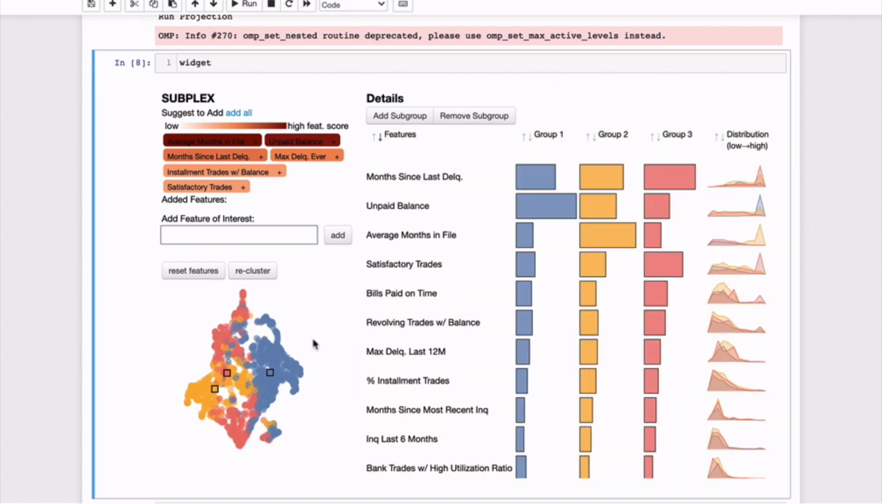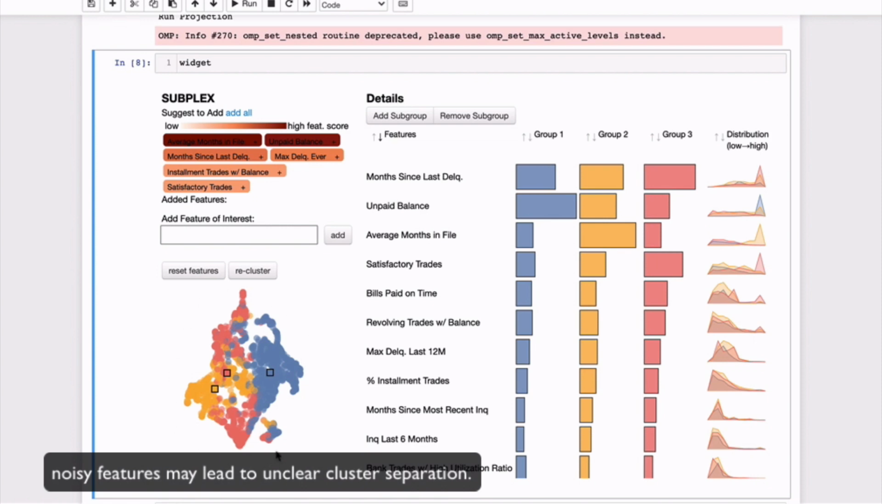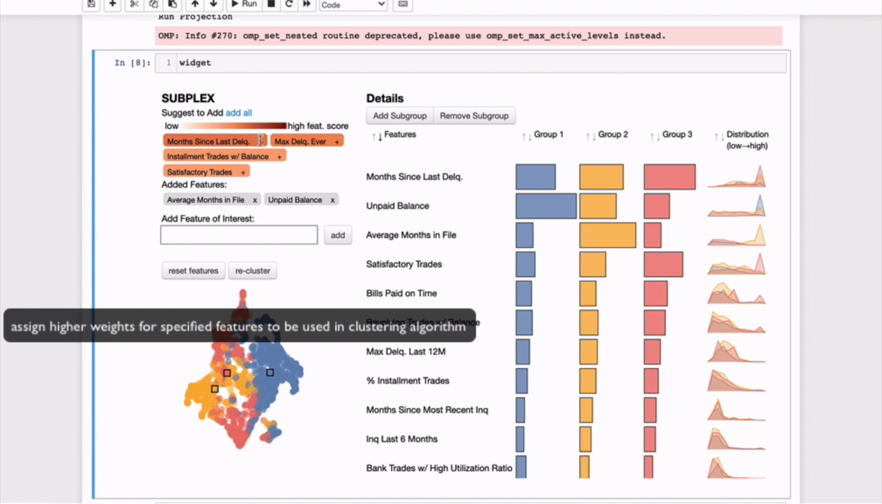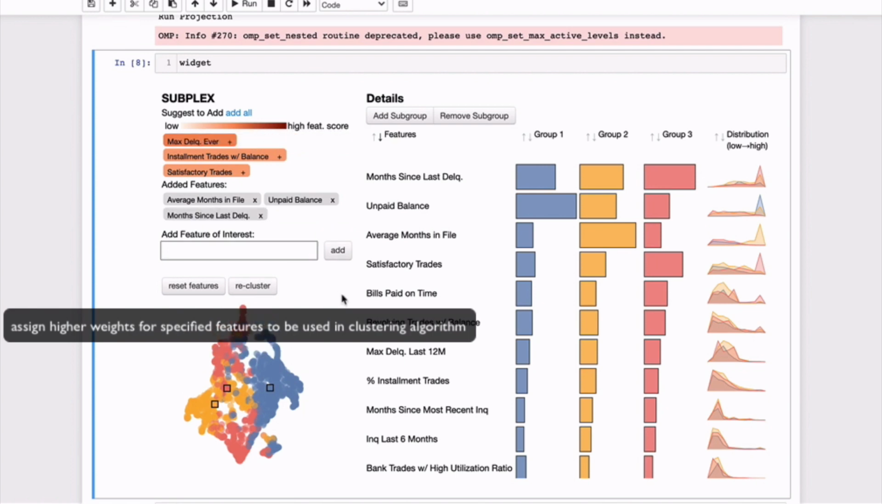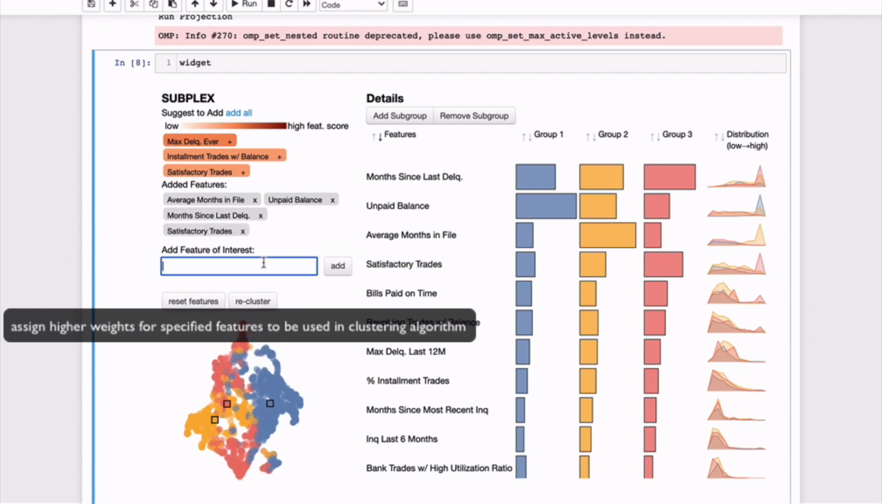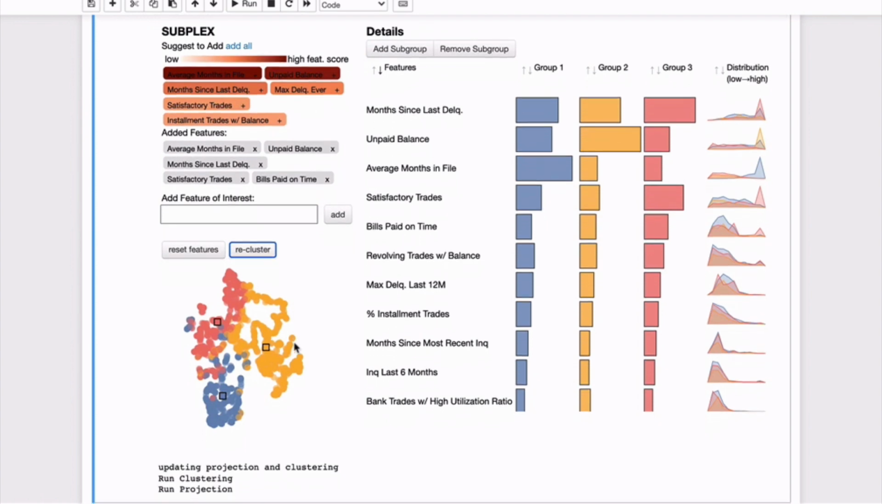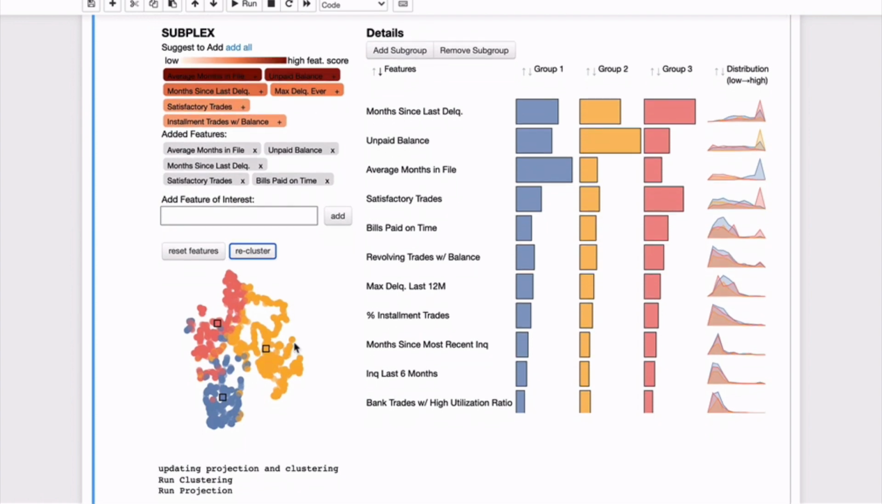The initial result of the automatically generated clusters seem okay, but the 3 clusters are somehow mixed and not separated enough. So we take the suggestions of adding the 3 features average months in file, unpaid balance, and months since lost delinquency. And then we look through the ranked features and add other important features like satisfactory trades and bills paid on time. Then we regenerate the clusters. Now the clusters seem more separated and make sense to me.